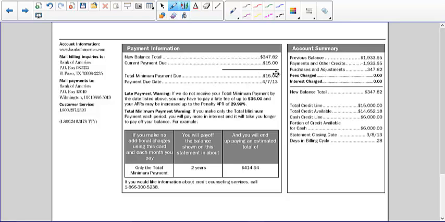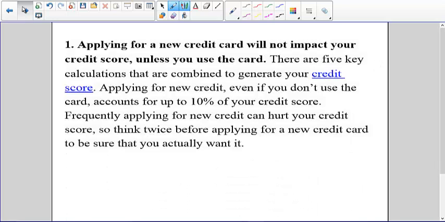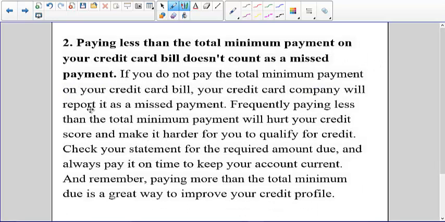So if you don't pay the $15, then it's counted as a missed payment. And that goes against your credit score, so you don't want to do that. So frequently paying less than the total minimum payment will hurt your credit score and make it harder for you to qualify for credit. Check your statement for each required amount due, and always pay it on time to keep your account current. So even if you can't pay, you always want to pay the minimum amount. It's not that much. Well, at least for my credit card, it's not that much.